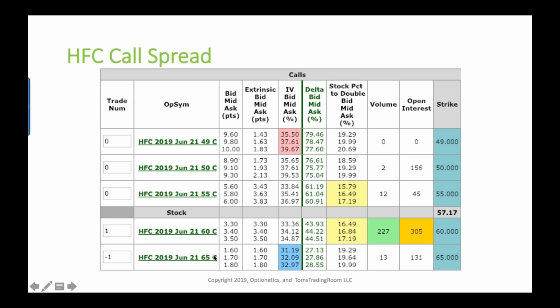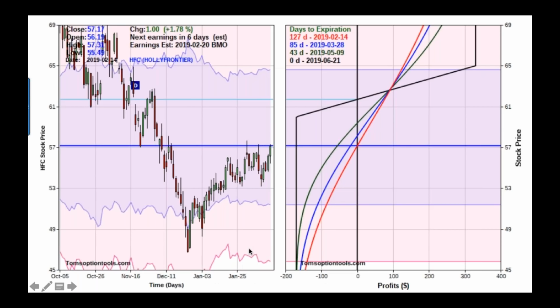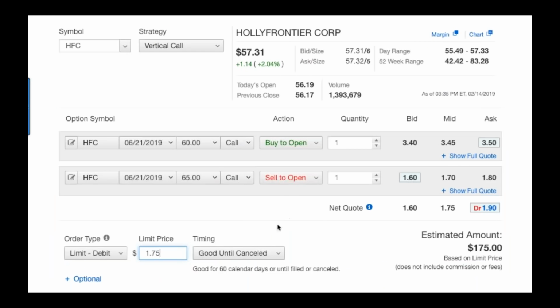HFC, $57.17. The 60-65 call spread puts it within that kind of 15% move higher. You can see it was $3.40 to buy the 60 call, but you can do the spread for much less. Here's the risk graph: less than 200 at risk, with the reward all the way up to above 300. This one has 127 days to expiration because we're using the June options. So Holly Frontier: buying the June 21st 60 calls, selling the June 21st 65 calls.